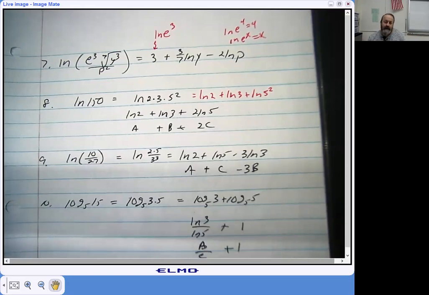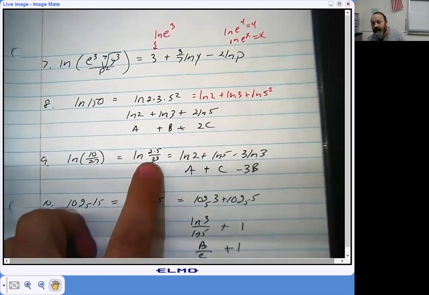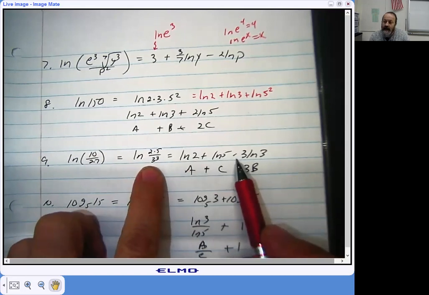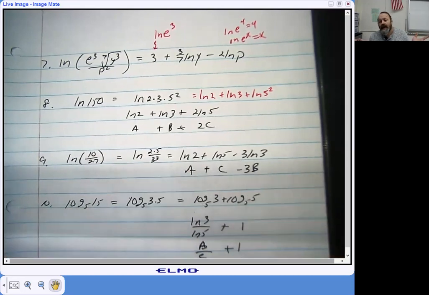Now, number 9, of course, has a little division. 10 is 2 times 5. 27 is 3 to the third, so I'm going to do the natural log of 2 times 5, and I'm going to subtract, because that's what division tells me to do, and I have A plus C minus 3B.